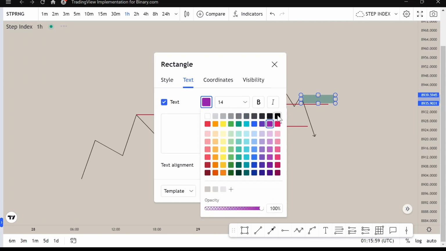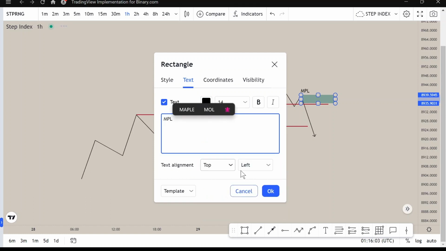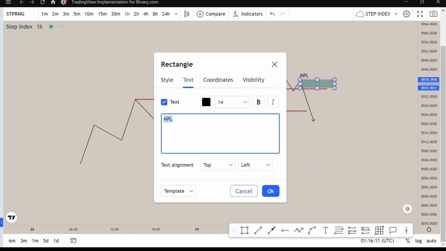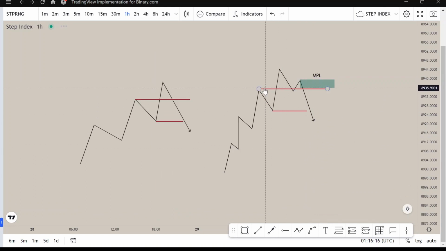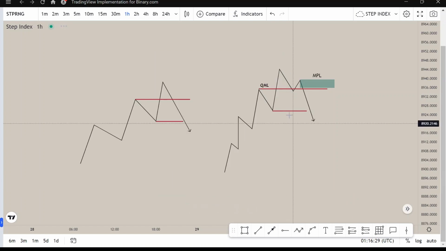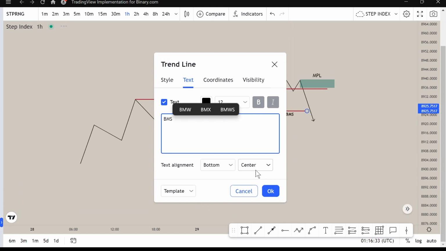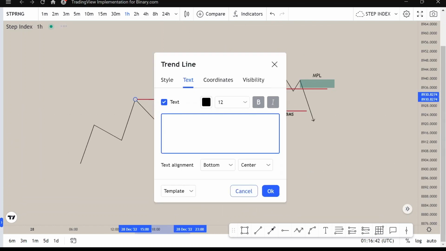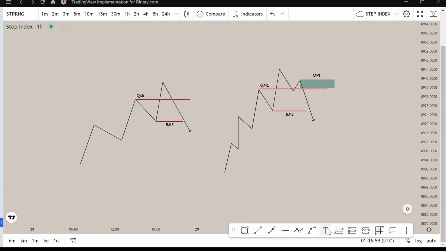So let me label that for you. MPL, that's the maximum pain level. Okay, good. And then this red line you see here is the QML, Quasimodo line. And we have your break of structure here, perfect QM pattern. So for this one, we only have our QML and then our BMS. So let me label that QML. And we have our BMS, that's our break of structure here. So these two are what? Quasimodo patterns.